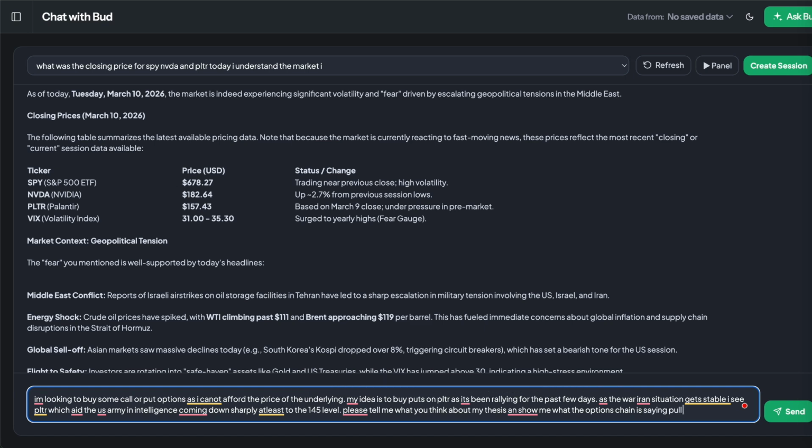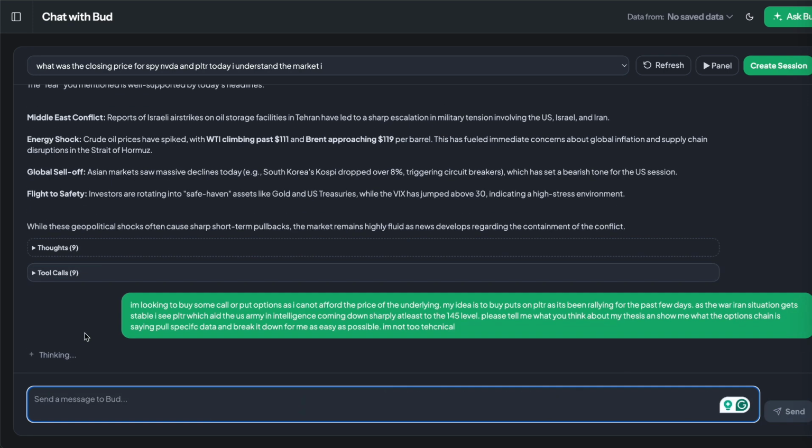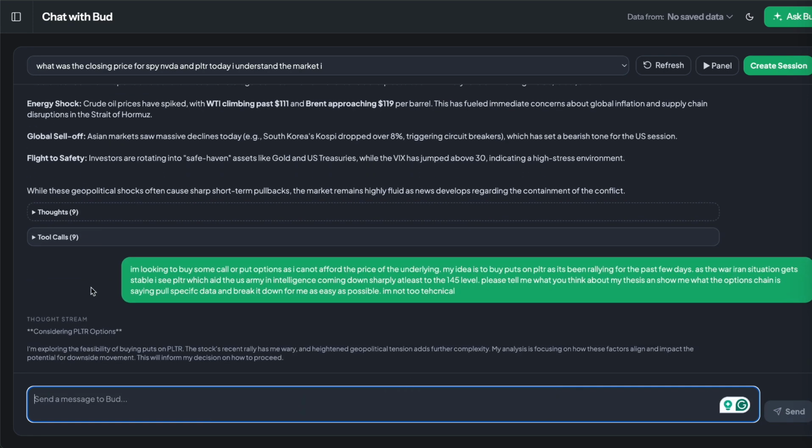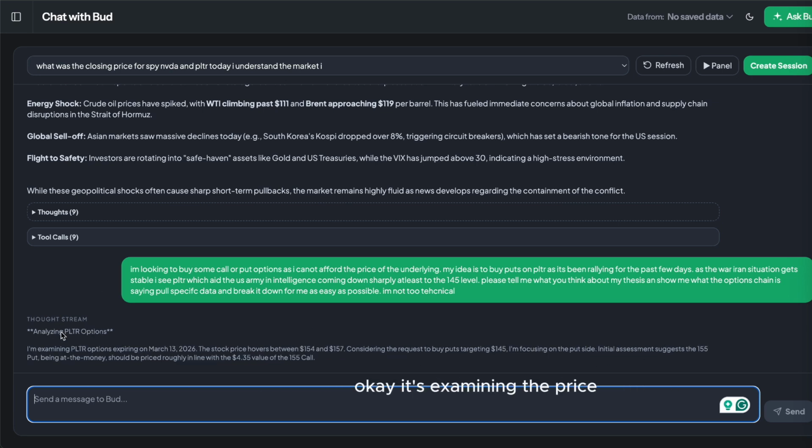Pull specific data and break it down for me as easy as possible. I'm not too technical. Okay, let's see here. Do you see the reasoning capability? I really love the way it reasons itself out. It's examining the hypothesis and mapping out the relationship between Palantir's connection to defense intelligence and this recent rally. Okay, it's examining the price.